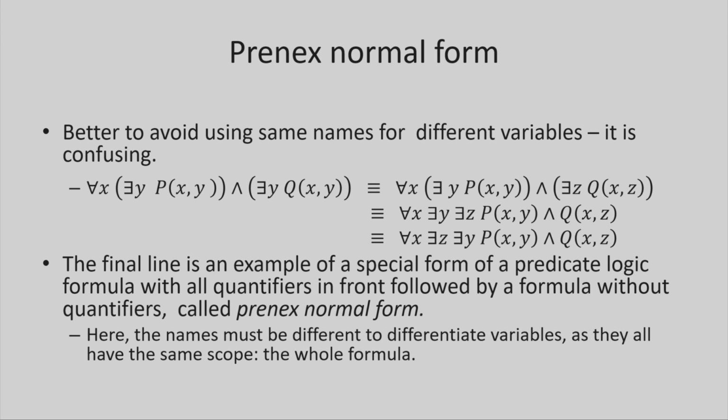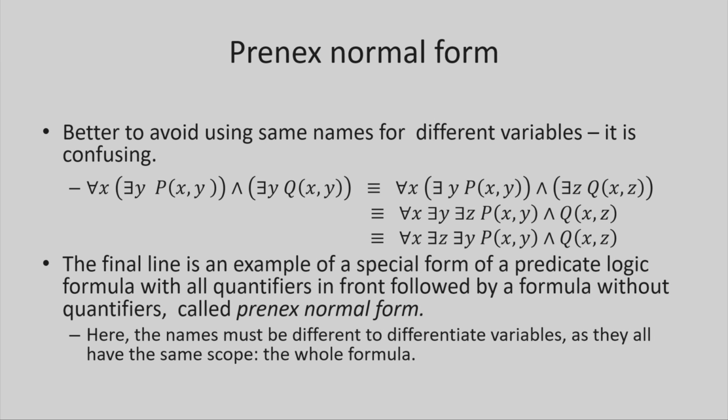Even though you could use any name for your variables, just like in programming, you really don't want to call different things by the same name. For example, even though the formula for all x exists y P of x y and exists y Q of x y is a well-formed logic formula, and your machines will not give you an error on that, it may be confusing because as you're looking at the y in the Q, you really need to remember that this is not the same y as in P. It is the same x as in P, but not the same y as in P.